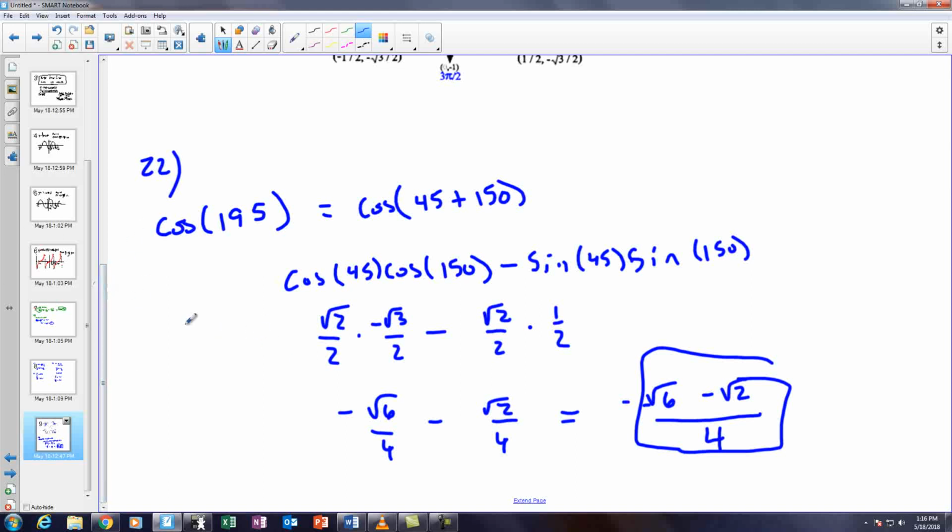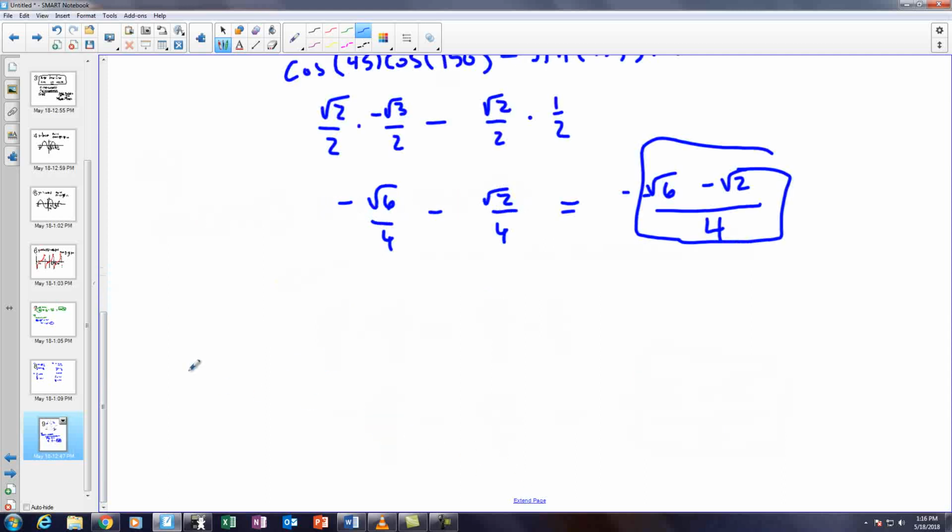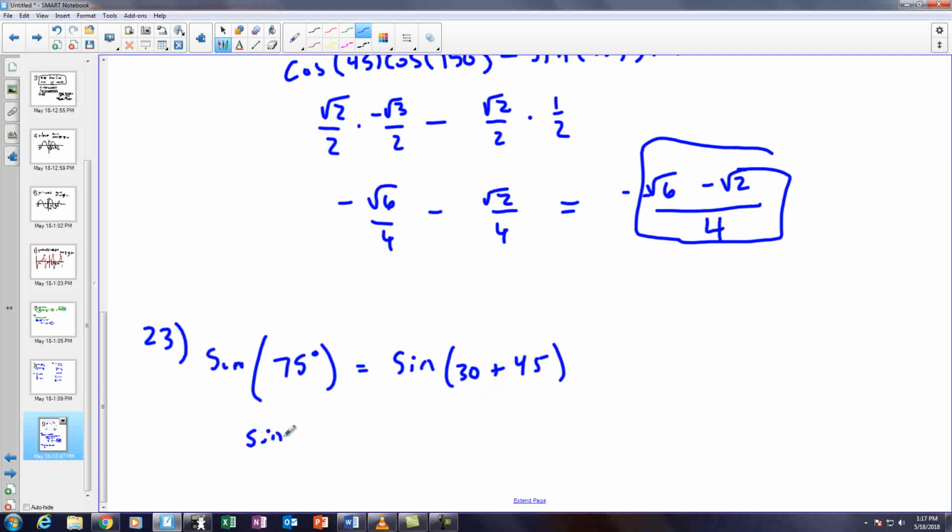If I continue the process for the next one, 23, it's the sine of 75 degrees, which I know for my circle can be the sine of 30 plus 45. So the sine formula says that we take the sine of the first thing times the cosine of the second thing. The sign will match here, so plus the cosine of the first thing times the sine of the second thing.